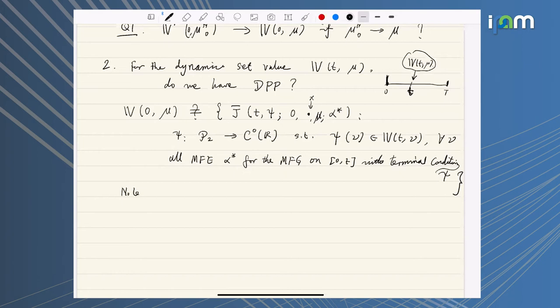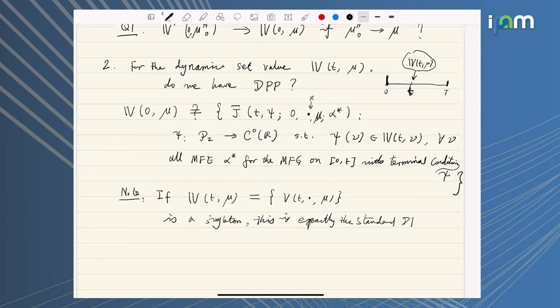If it's a singleton, this is exactly the standard DPP. And then you have no choice of psi. It will be just the V of T.